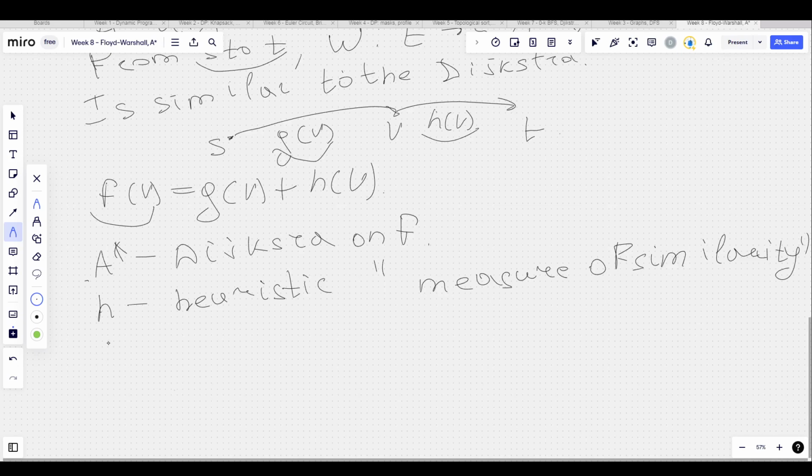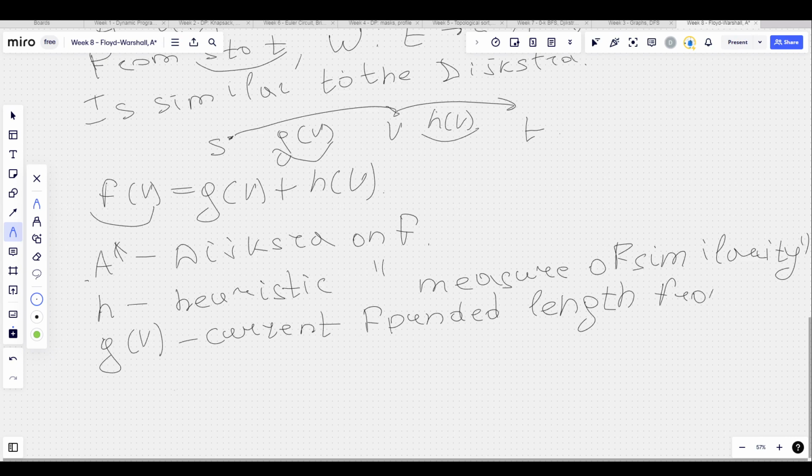And G(v) is the current found length of the path from S to v.